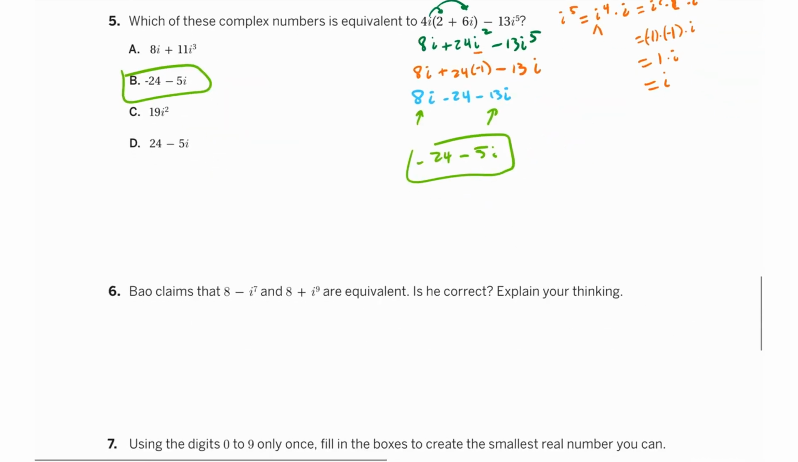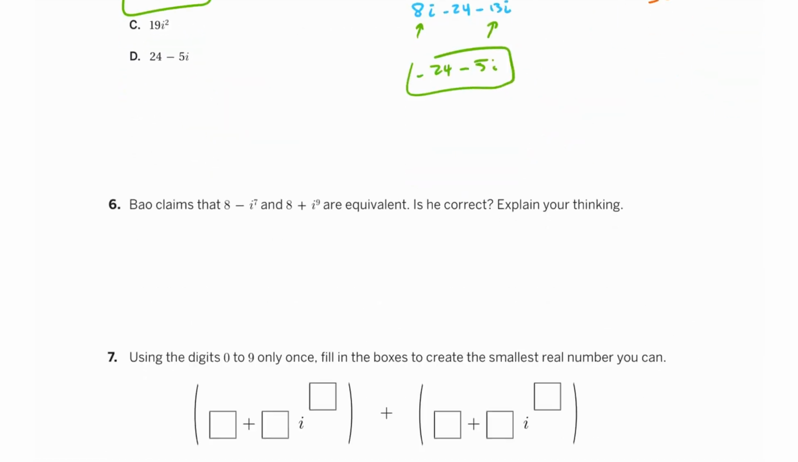All right, number 6. Bao claims that 8 minus i to the power of 7 and 8 plus i to the power of 9 are equivalent. Is he correct? Well, I would personally say yes.